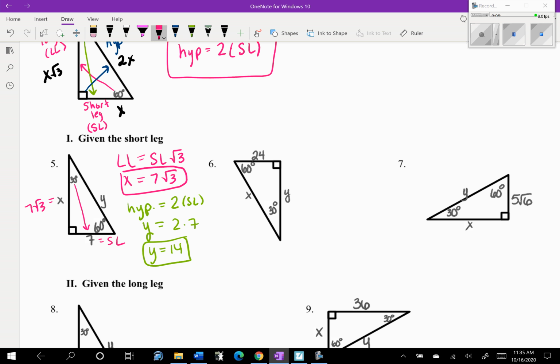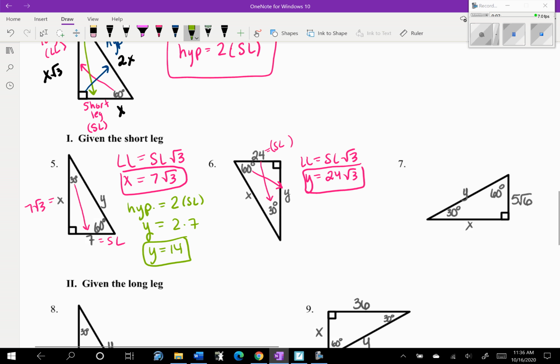Looking at the next triangle, same thing. We know that 24 is across from the 30, so that's the short leg. We want to solve for the long leg first. So the long leg is equal to the short leg times the square root of 3. Long leg we know is across from 60, so across from the 60 is the y. So y is equal to 24 root 3.